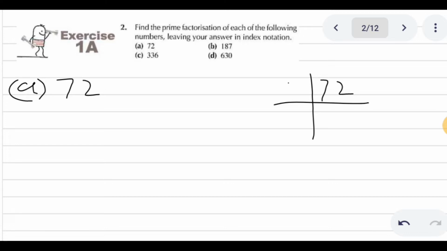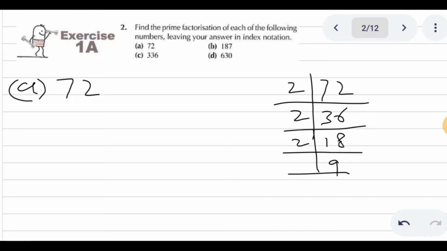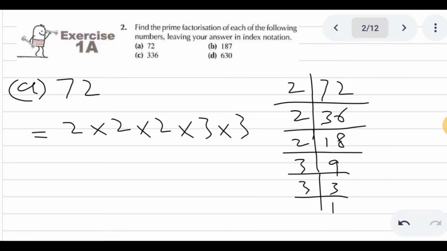The first smallest prime number is 2. So we divide it by 2. 3 2s are 6 and 6 2s are 12. Again it is divisible by 2. 2 1s are 2, 8 2s are 16. Now this is also again divisible by 2. 9 2s are 18. 3 3s are 9 and 3 1s are 3. So the number 72 has the prime factors 2 into 2 into 2 into 3 into 3.